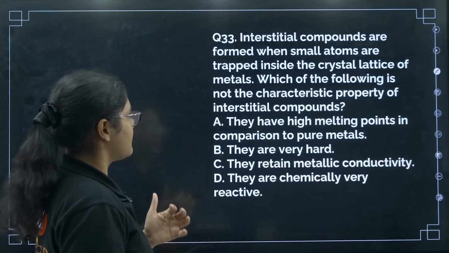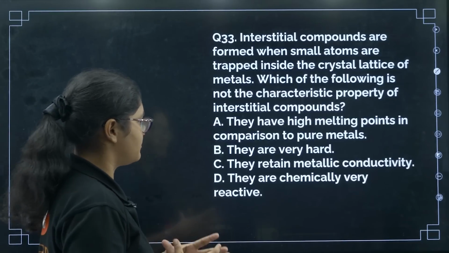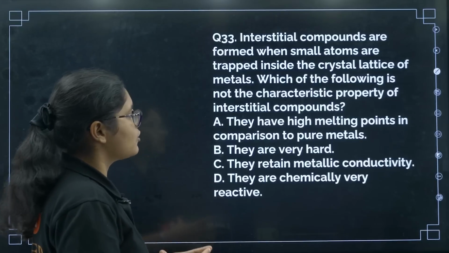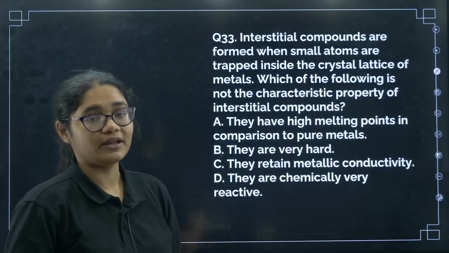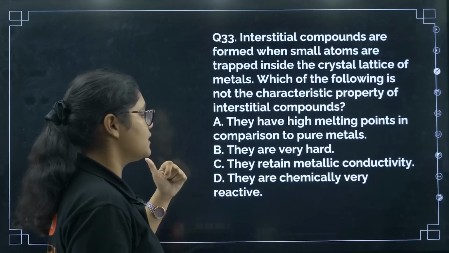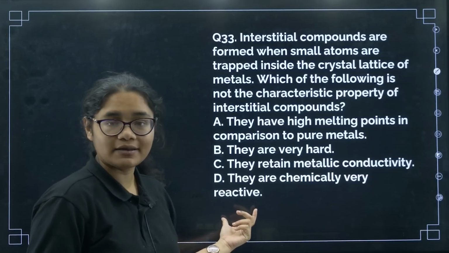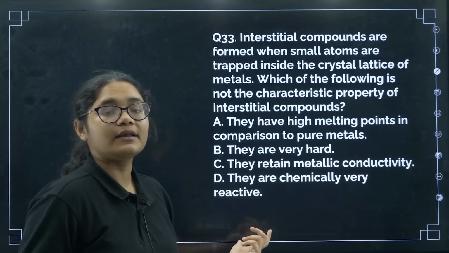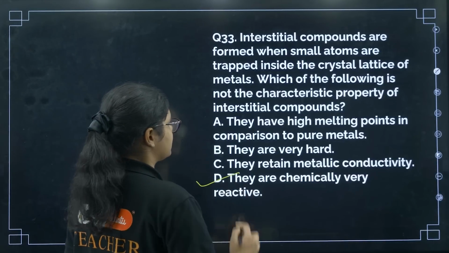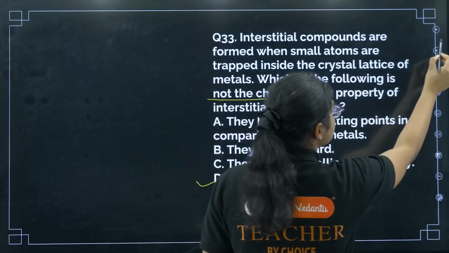Next, interstitial compounds are formed when small atoms are trapped inside the crystals of the metals. Which of the following is not the characteristic property of the interstitial compounds? They have high melting points. Yes. They are very hard. Yes. They retain the metallic conductivity. That is also correct. They are chemically very reactive. No, they are chemically inert. Okay, so the incorrect statement is option number D here. You have to find the one that is not a characteristic.